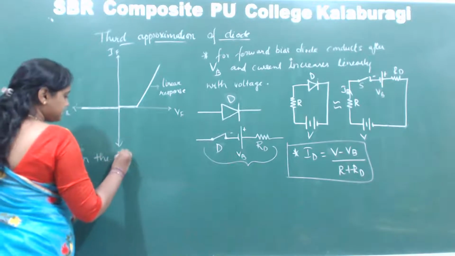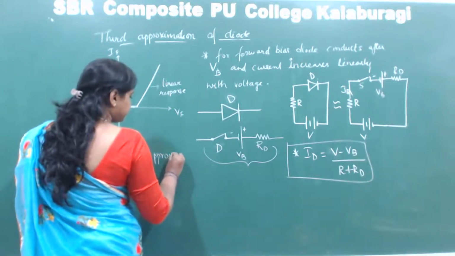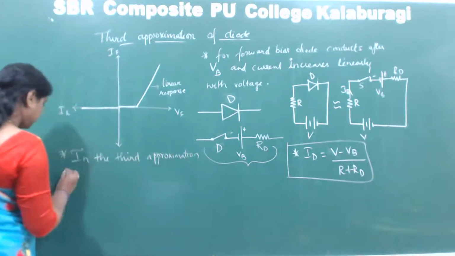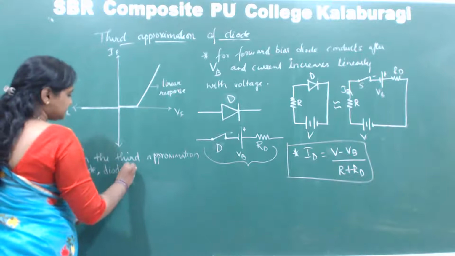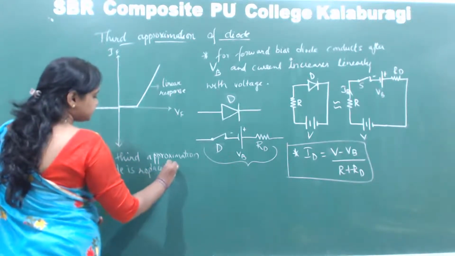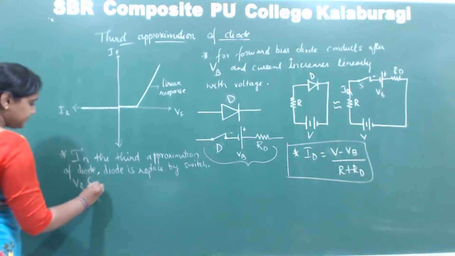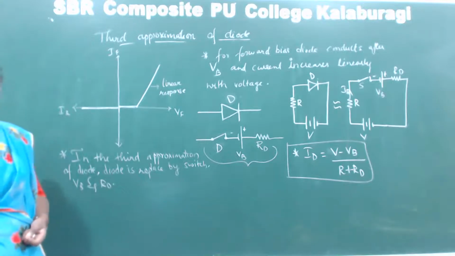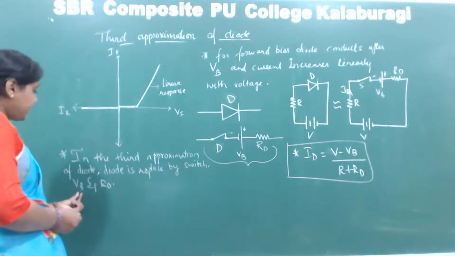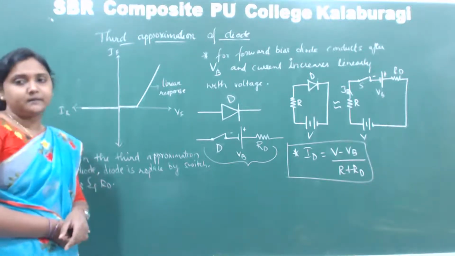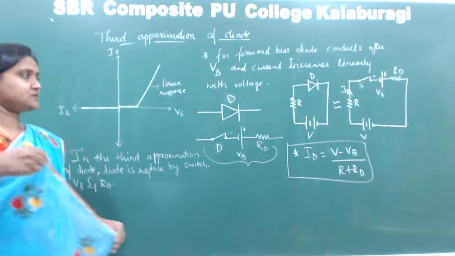In the third approximation of the diode, the diode is replaced by a switch, VB and RD, the diode resistance. Yes. So in the third approximation, the diode is considered to be acting as a switch, having one potential, that is the barrier potential, and RD, the diode resistance. So this is about the diode approximations. Very important for the examinations, right?